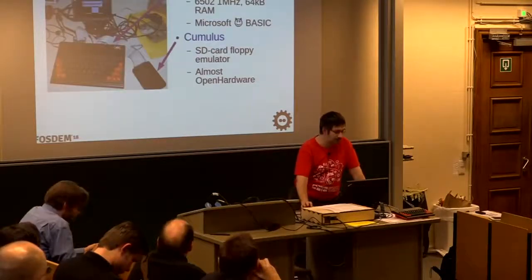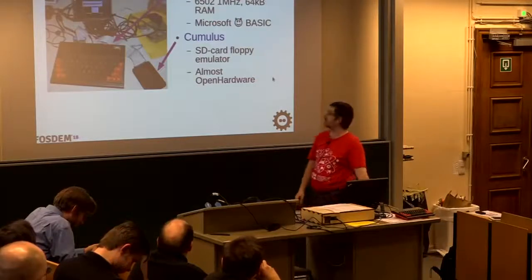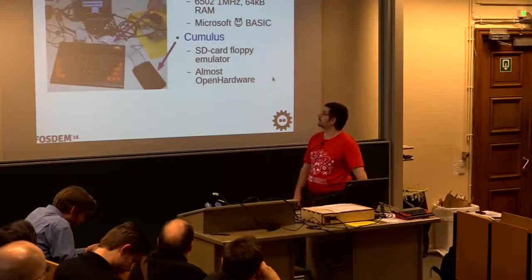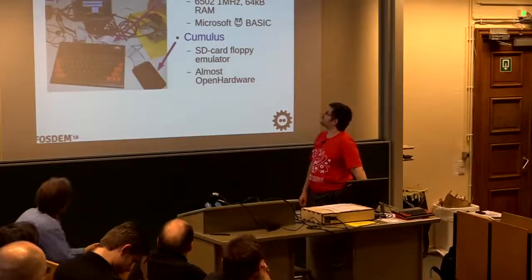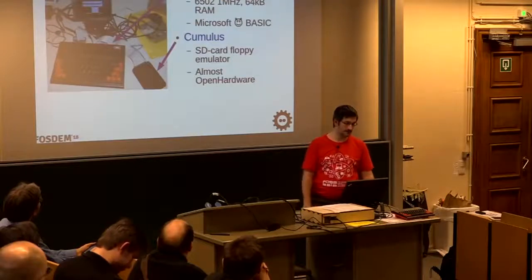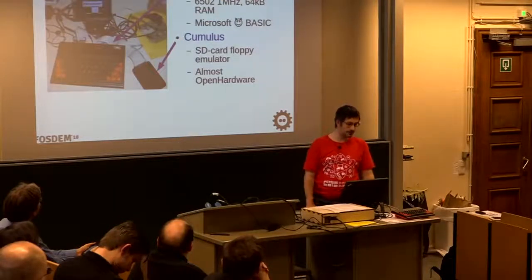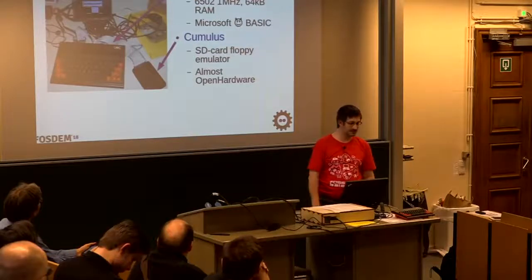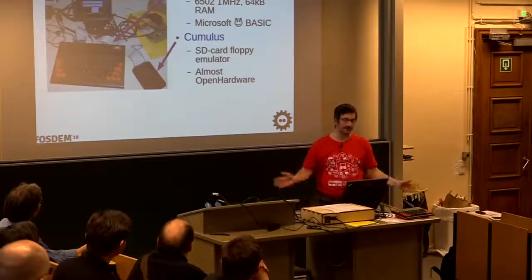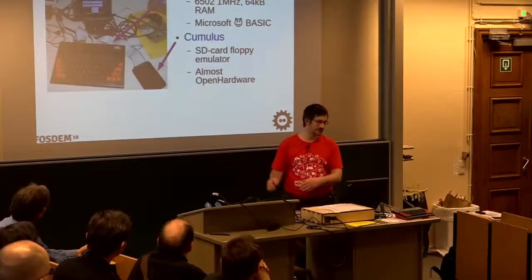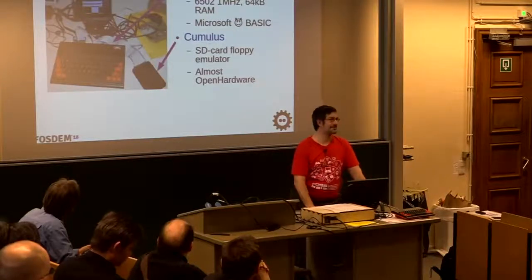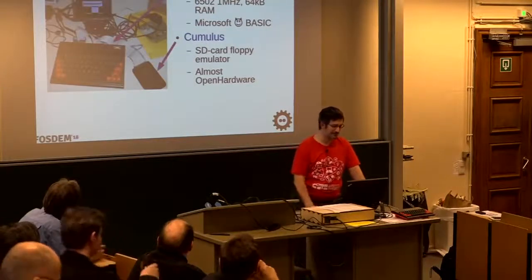A few words about the platform. The ORIC Atmos is the second machine of the brand. There was the ORIC One, so that's the second one. It's from 1983. It has a 6502 CPU, which runs at 1 megahertz, and it only has 64 kilobytes of RAM. Actually, you can only use 48 kilobytes because the rest is used by the ROM chip, so it's hidden. And it has a Microsoft Basic, but it's quite buggy, I heard.